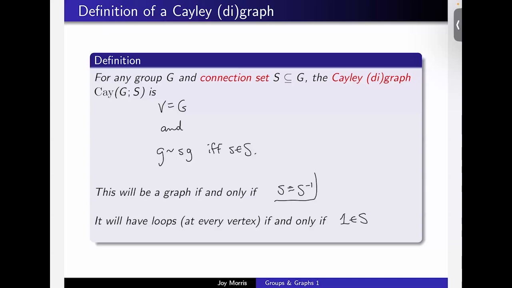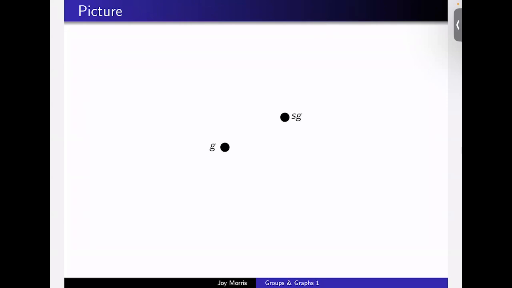But if I want a graph rather than a digraph, then I will need the connection set to be closed under taking inverses. Again, I said we get an arc from g to sg exactly when s is an element of the connection set. If we want a graph rather than a digraph, then we want an arc coming back in the opposite direction. Whenever we have an arc going from g to sg, we want an arc also going from sg back to g. By our definition of the edges or the arcs in this graph, that will happen exactly when s inverse is in S, because g is s inverse sg. So left multiplying by an element of the connection set gives me an arc.